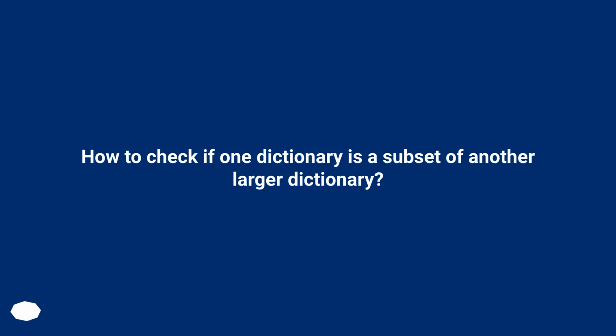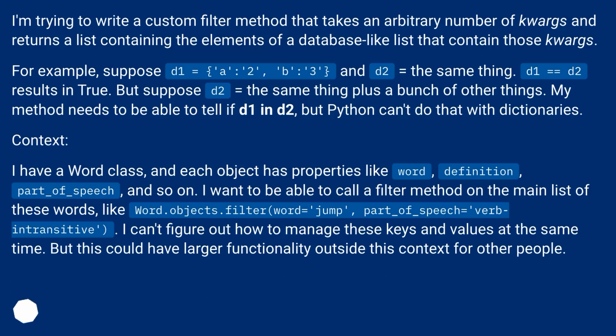How to check if one dictionary is a subset of another larger dictionary. I'm trying to write a custom filter method that takes an arbitrary number of kwargs and returns a list containing the elements of a database-like list that contain those kwargs.